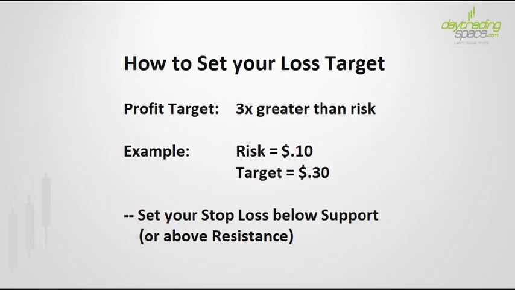So, how to set your stop loss target. When you have a trade that you're getting in, you want to have a profit target that's at least 3 times greater than what you're risking. So if you determine to place your stop loss price 10 cents below where you buy, that means your profit target needs to be at least 30 cents to be worth taking the trade.